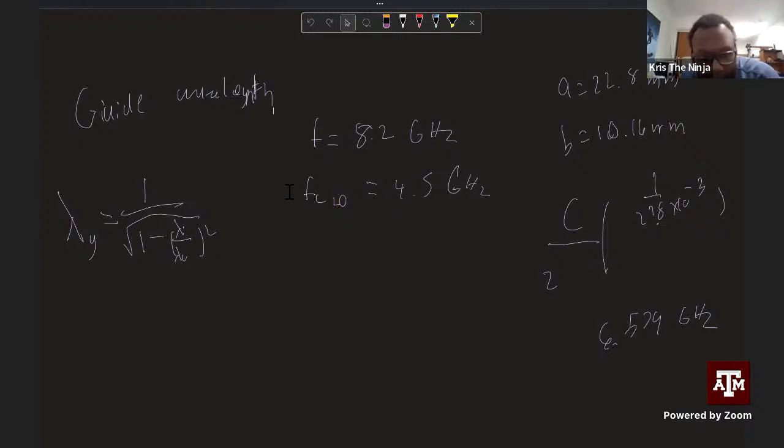In order to find the wavelength, we need the frequency we're operating at, which is 8.2 gigahertz. So we do C over 8.2 gigahertz. That gives us our wavelength. So we do that in our calculator, divide by 8.2 e to the ninth. That gives us a wavelength of 36.5 millimeters.